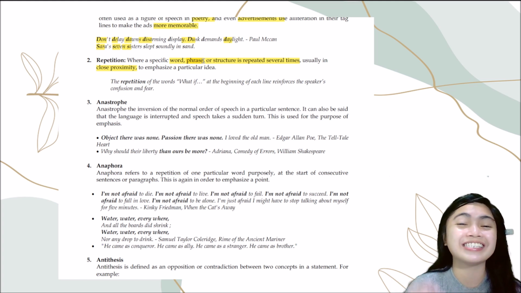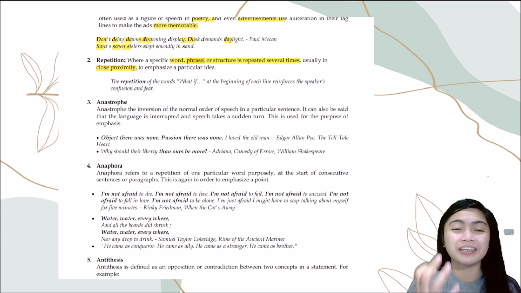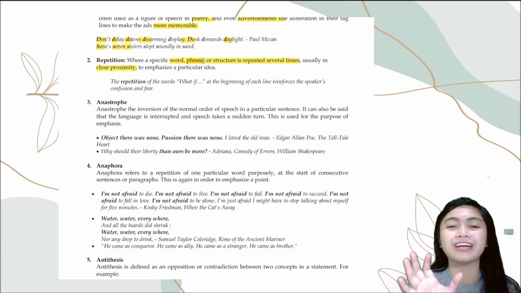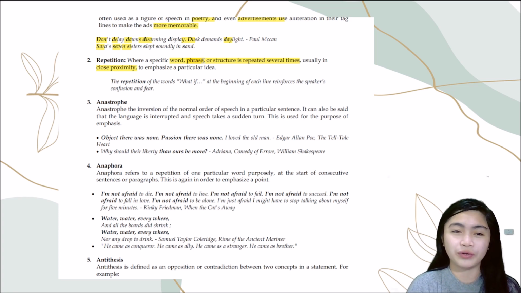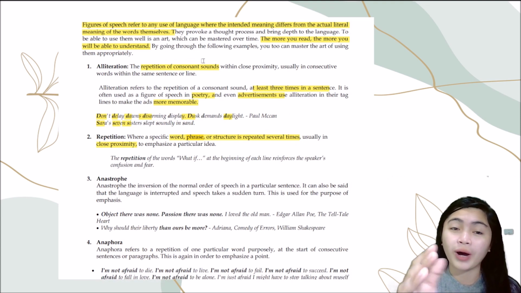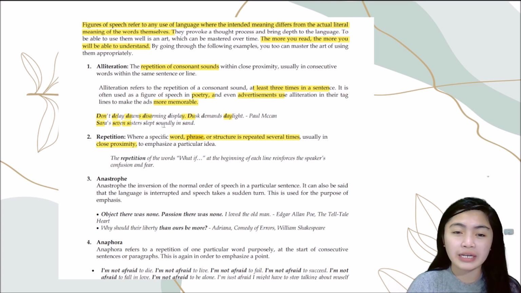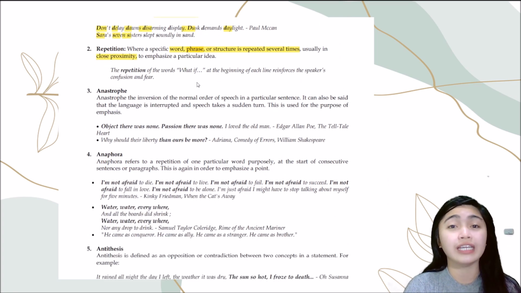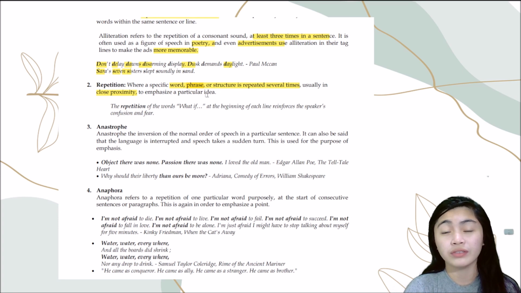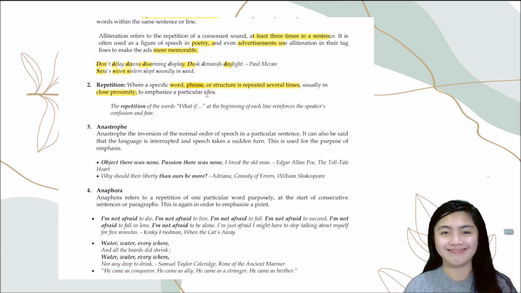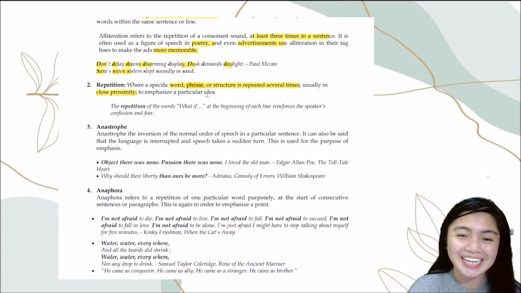Okay, so that is repetition. It is a repetition of a specific word, phrase, or structure. That's how it differs from alliteration. Though alliteration is a repetition, it's for consonant sounds only. For repetition itself, here in number 2, it tackles the word, phrase, or structure. Okay, that's fine.